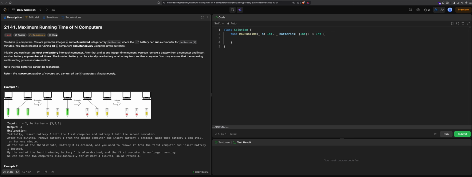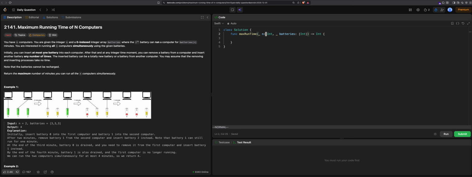So the given question is 2141, Maximum Running Time of N Computers. We have n computers, given by the parameter n, and a 0-indexed integer array of batteries, where each entry is the number of minutes that battery can run. We are interested in running all the n computers simultaneously using the given batteries.